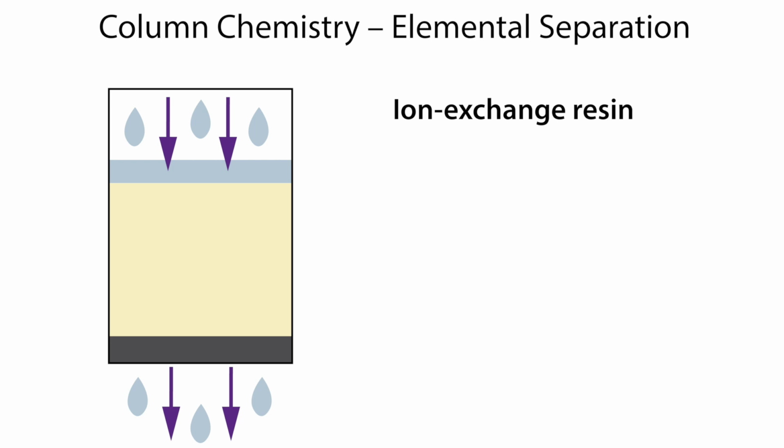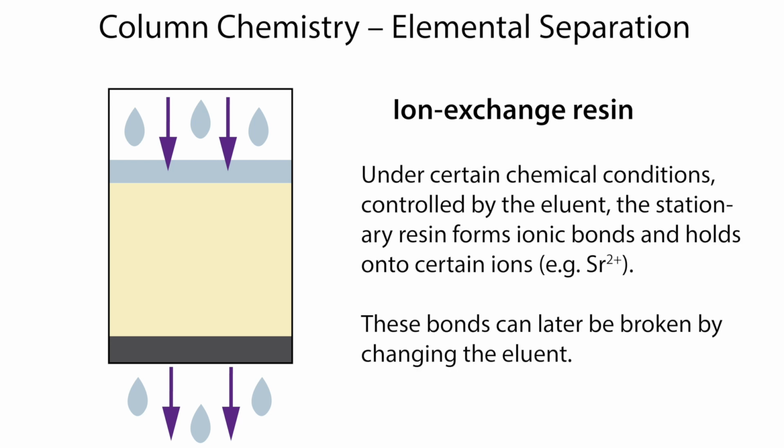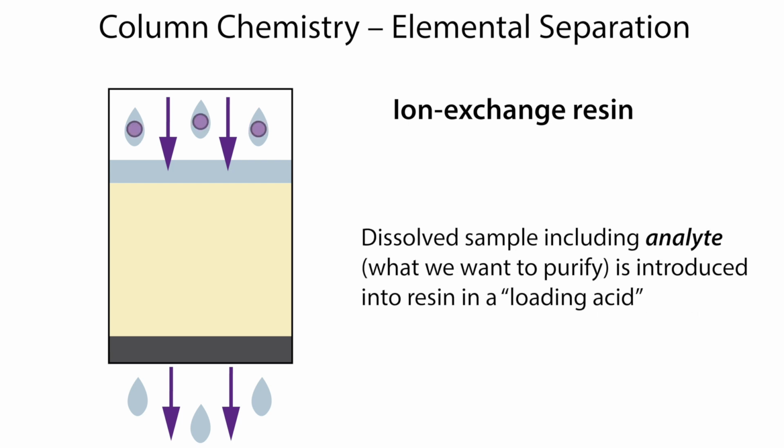This diagram zooms in on the resin bed with the eluent entering above and exiting as elutant below. The importance of ion exchange resin comes from their affinities for different elements or molecules under different eluent conditions. So, under certain chemical conditions controlled by the eluent, the stationary resin forms ionic bonds and holds onto certain ions, such as strontium, uranium, thorium, neodymium, and so on. We can then break these bonds by changing the eluent.